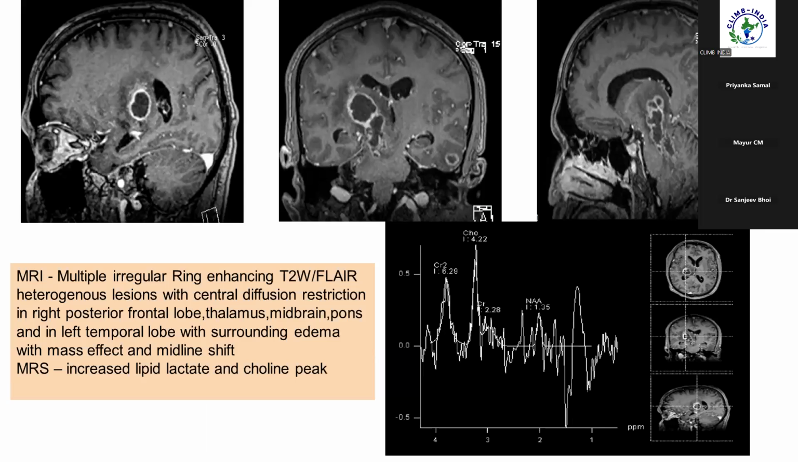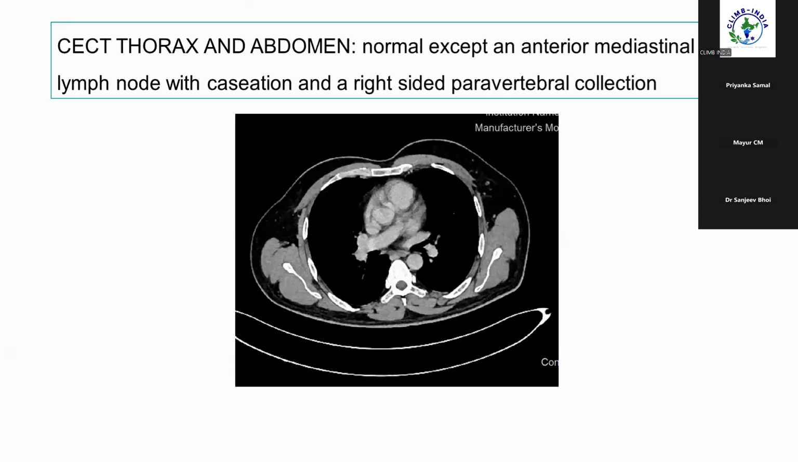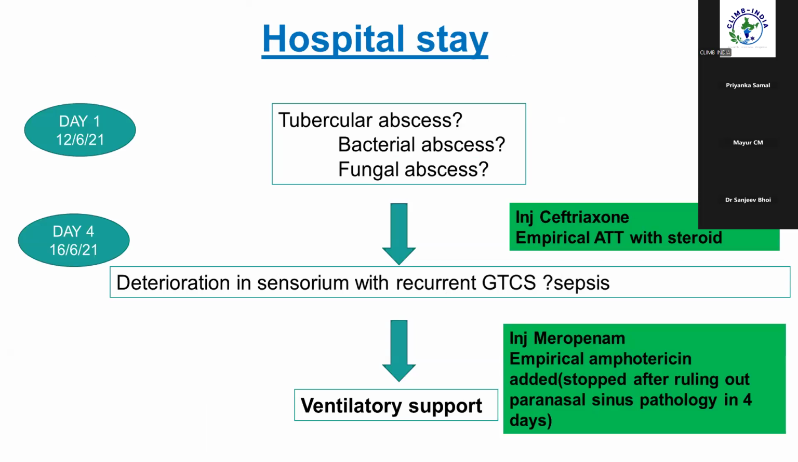With these ring enhancing lesions, we got the proton MRS of the same, which showed increased lipid, lactate and choline peak. To find the extracranial manifestations, we looked at CT thorax and abdomen, which was mostly normal except for some right paravertebral collection.